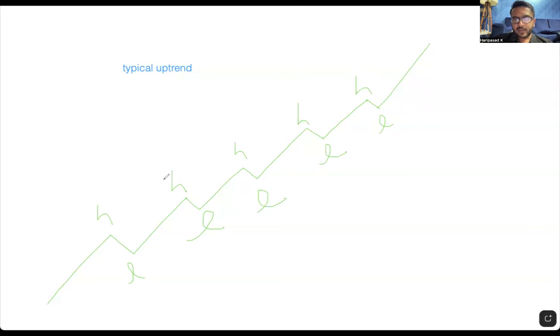A typical uptrend is going to be a combination of consecutive highs and consecutive lows getting formed. Every time there is a fresh high, it is going to be higher than the previous high. And every time there is a fresh low, it would be higher than the previous low. This is the pattern that we see in a typical uptrend.